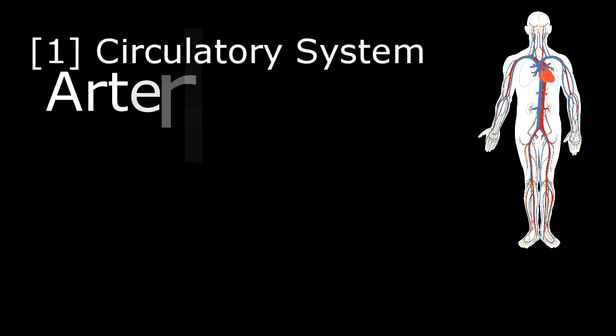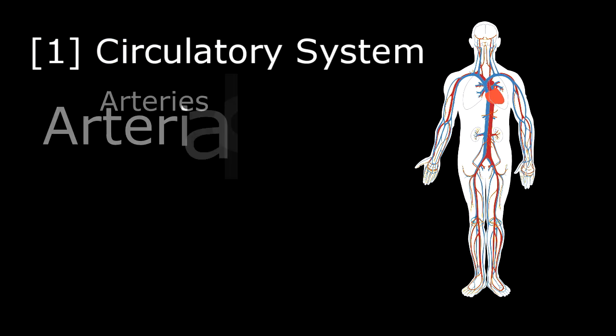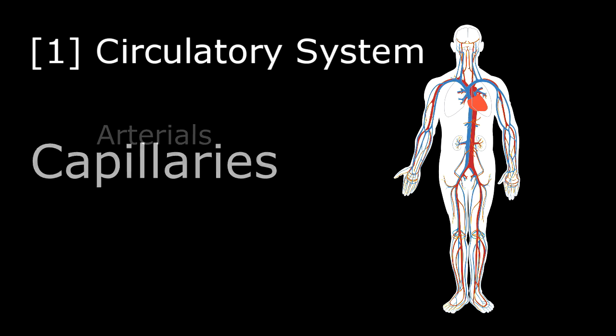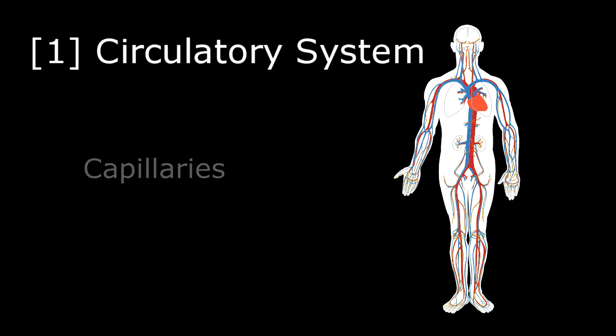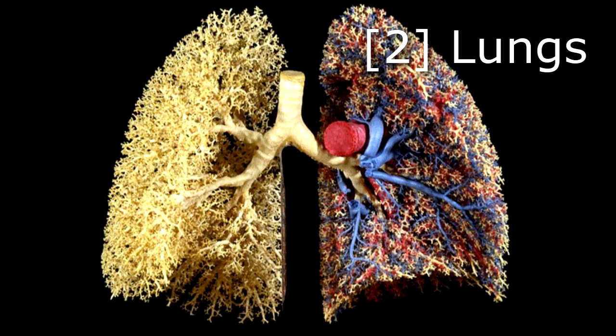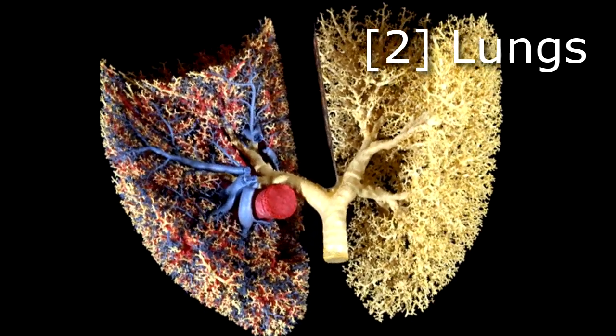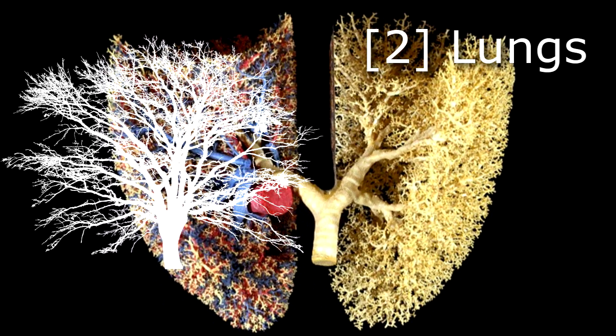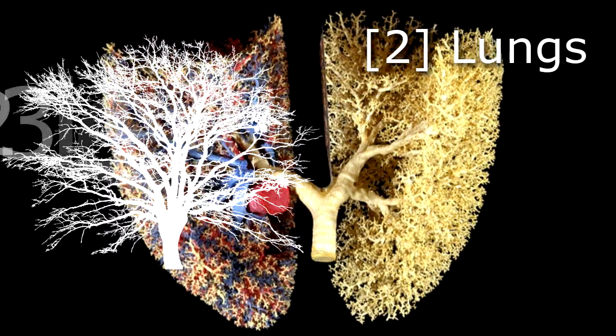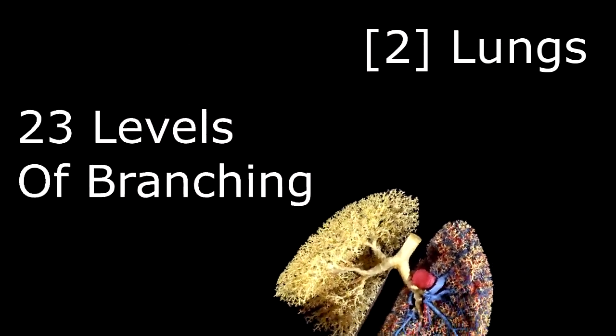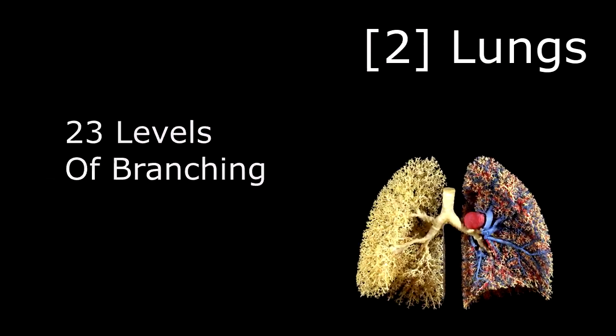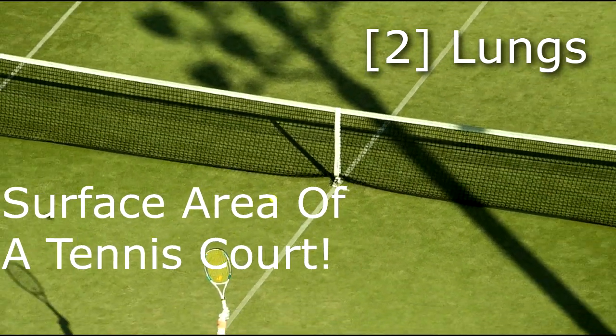So you have your arteries, which branch into arterioles, keep branching, 12 or 13 times or so down to the capillary level. The next is the lungs, and the tracheobronchial tree is just amazing. In fact, it looks like a tree when you turn it upside down. There's 23 levels or stories of branching, and this gives the lungs basically the surface area of a tennis court.